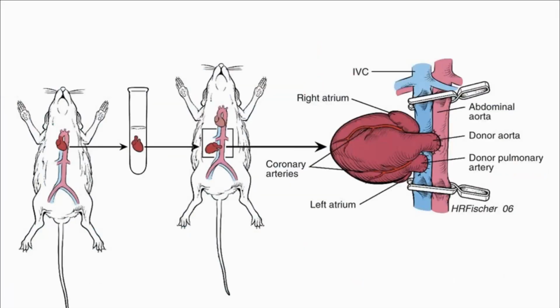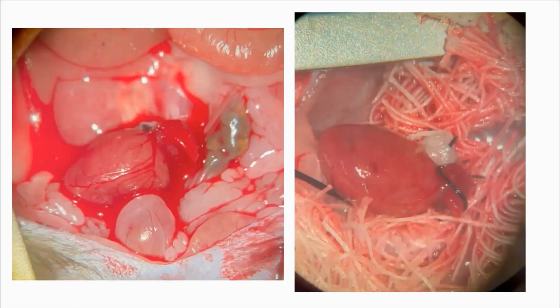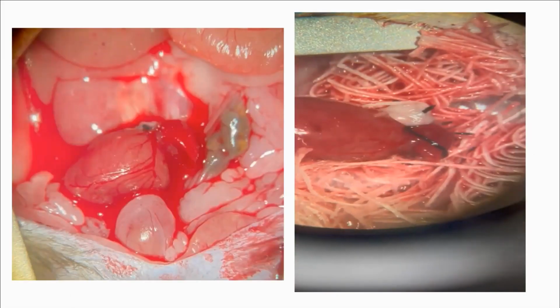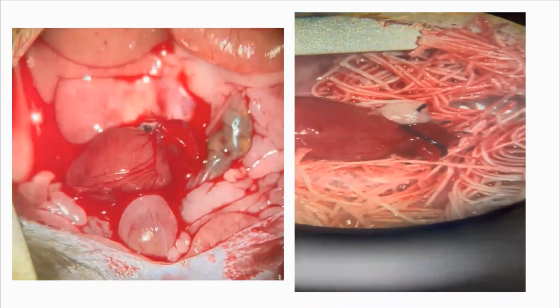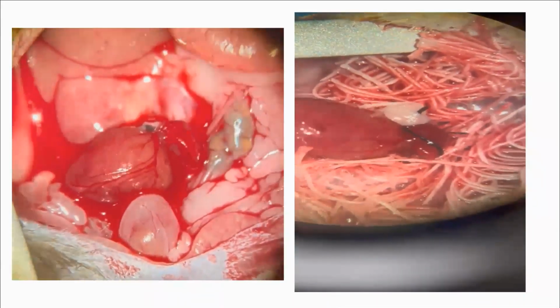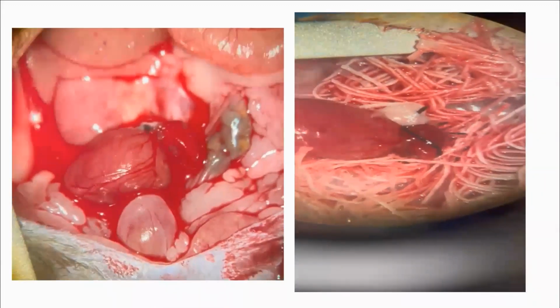So this is just a diagram of the heterotopic heart transplant procedure in the mouse. It's essentially very similar to what we do in the pig, just at a much smaller scale. Krish and Jingwei have been spending the past few months learning and perfecting this technique. As you can see here, these are some examples of the successful experiments that they've done.